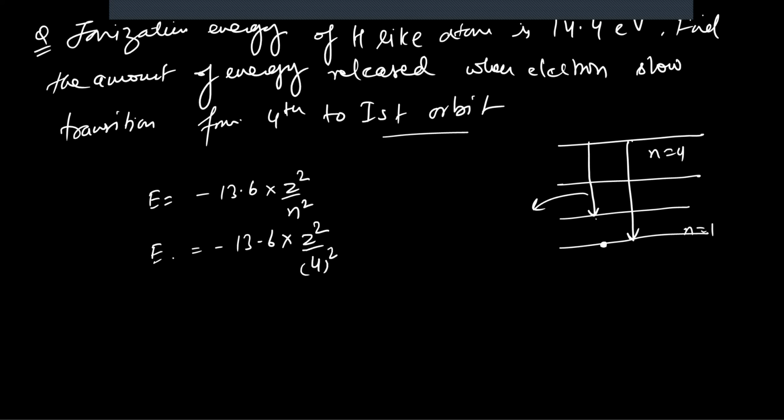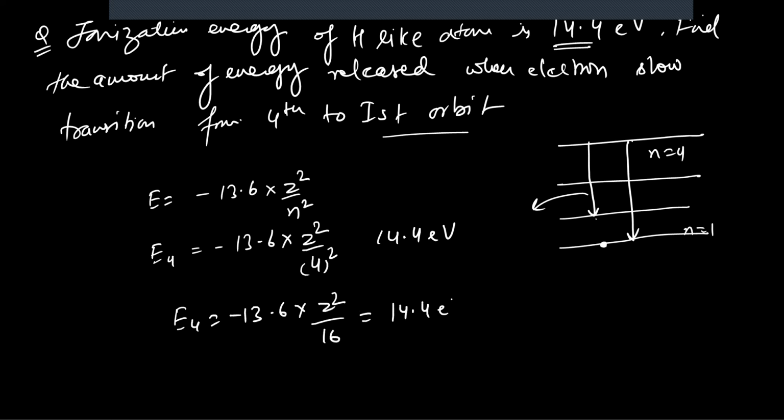And this value is given to you, how much? E4, tell me. It is given to you how much? When this is showing this transition, it is giving you 14.4 electron volt. Got it? So what you are going to get here is minus 13.6 into Z square upon 16 is equal to 14.4 electron volt. So when you solve it, what you are going to get? Tell me.